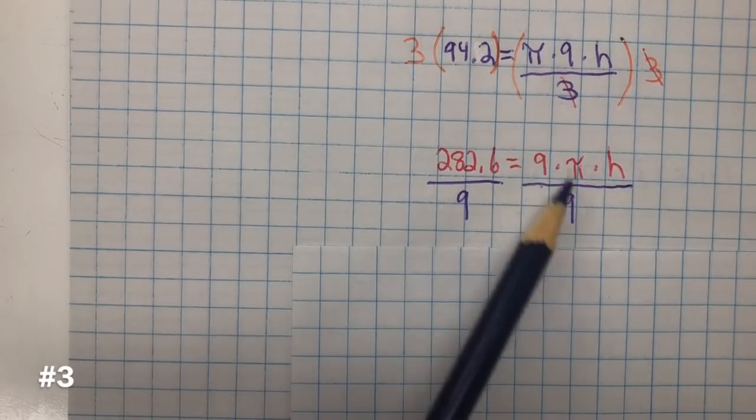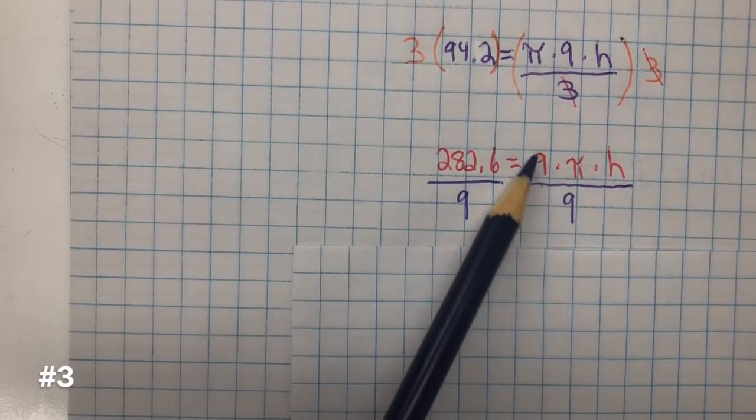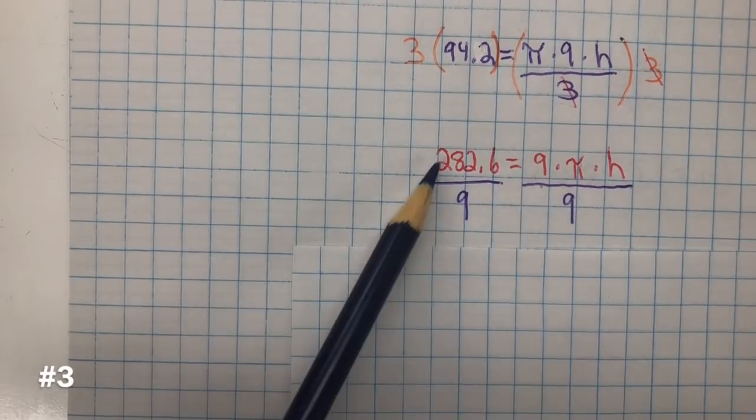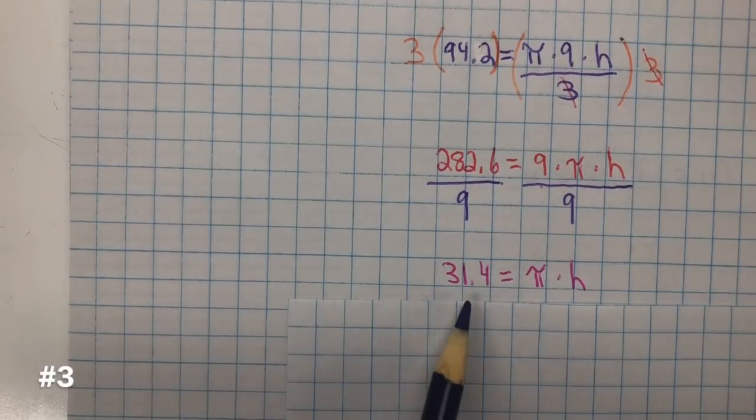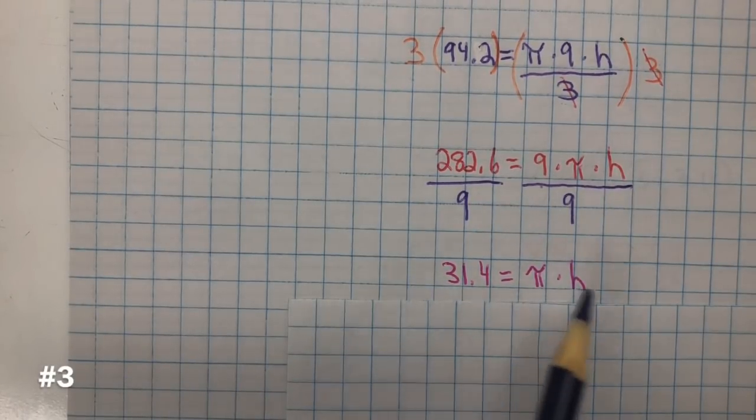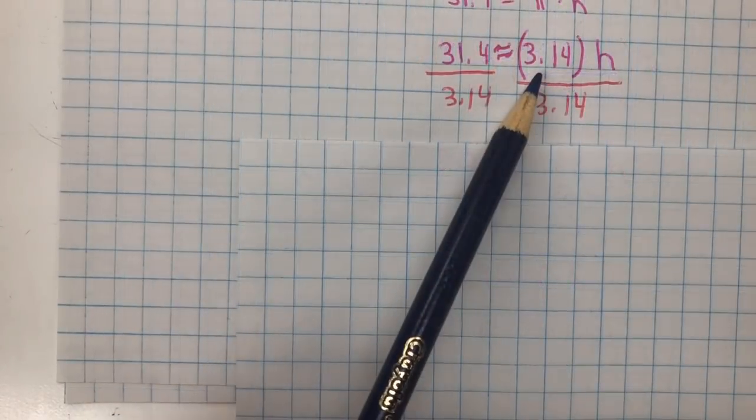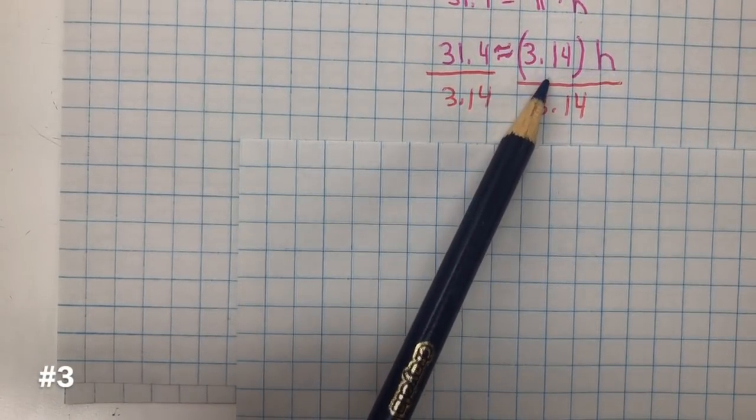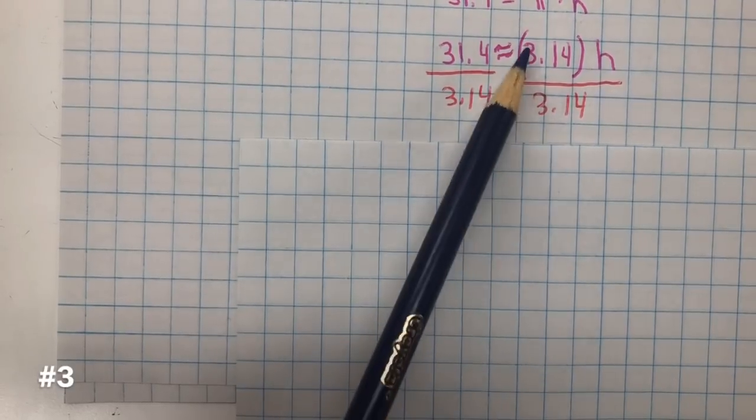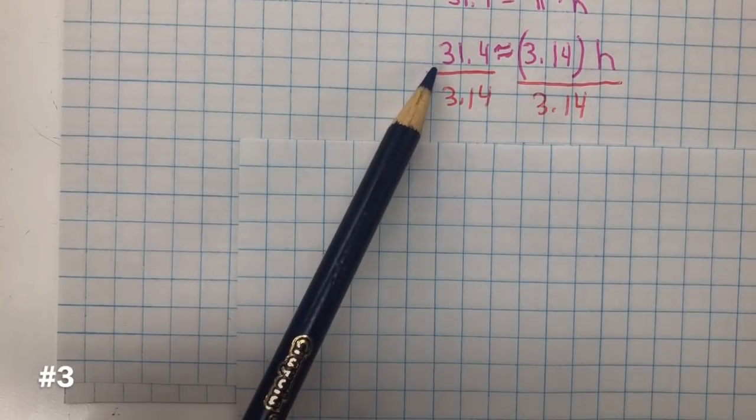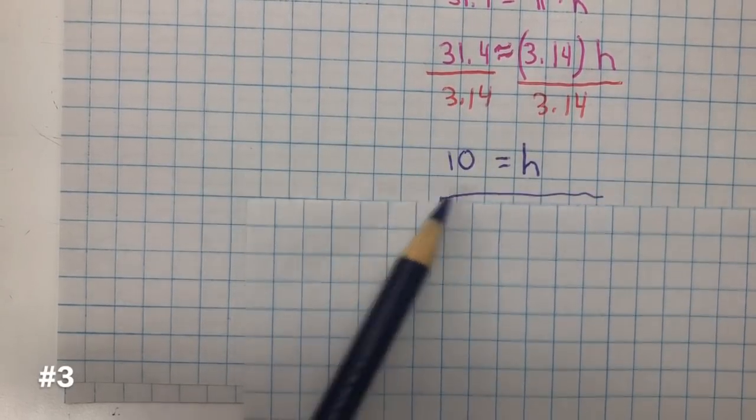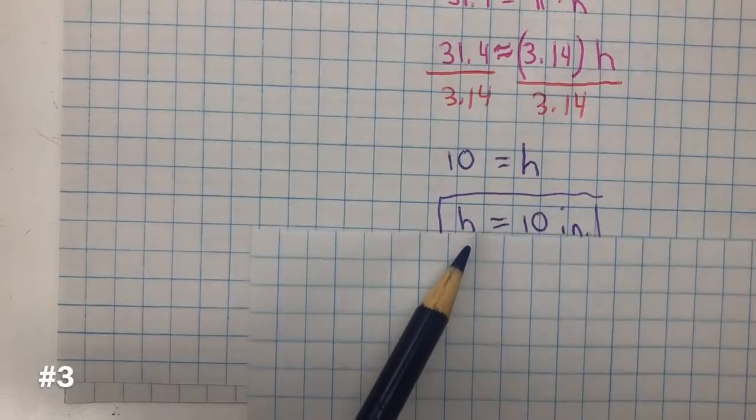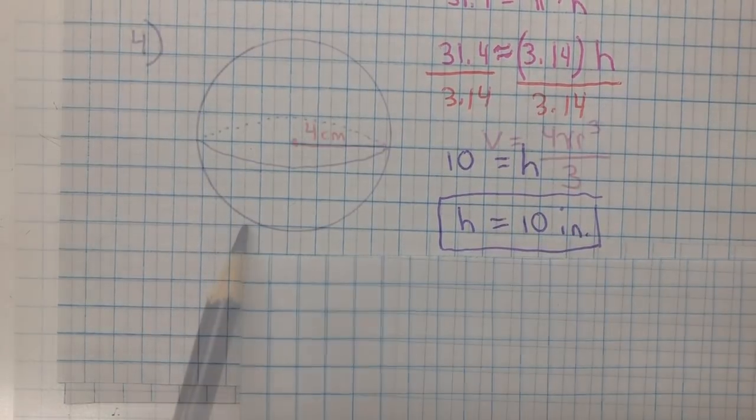Now we want to divide both sides by 9. Created the big 1. 282 and 6/10 divided by 9 equals 31 and 4/10. Still don't have the height by itself, so now we're going to divide both sides by the approximation of pi, 3.14. This creates the big 1. 31 and 4/10 divided by 3.14 equals 10. So the height equals 10 inches.